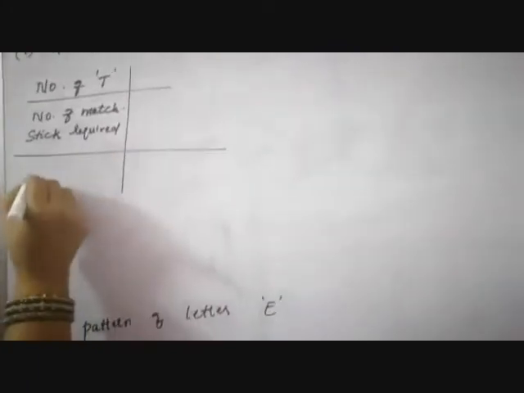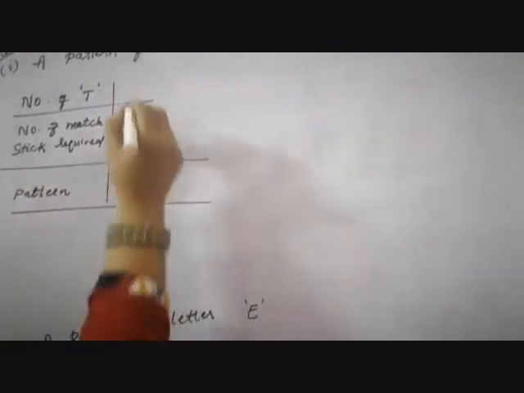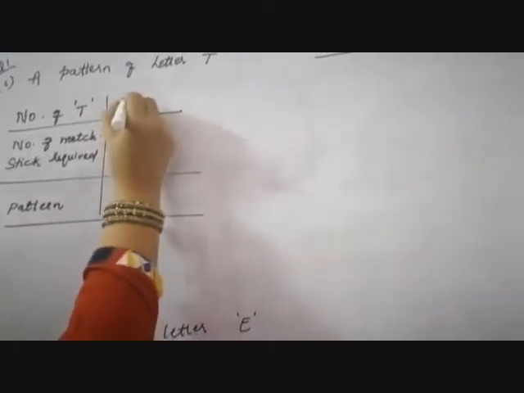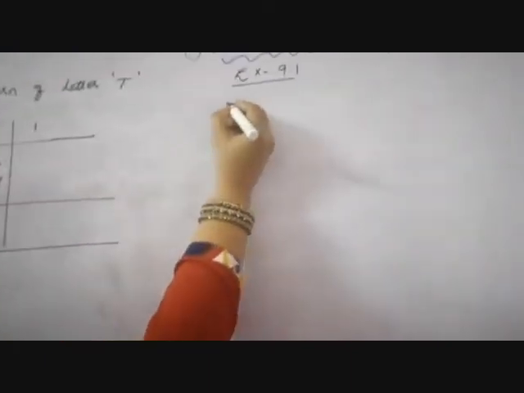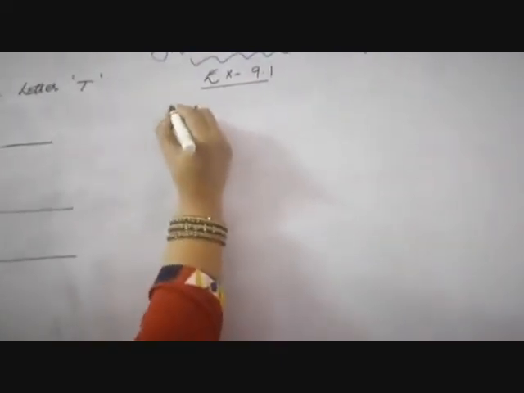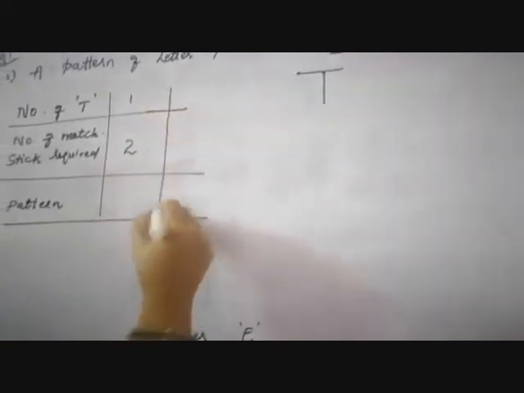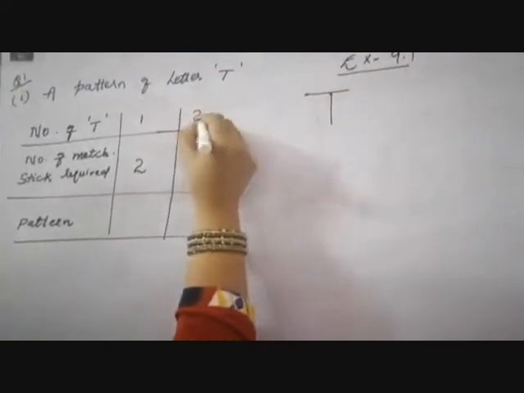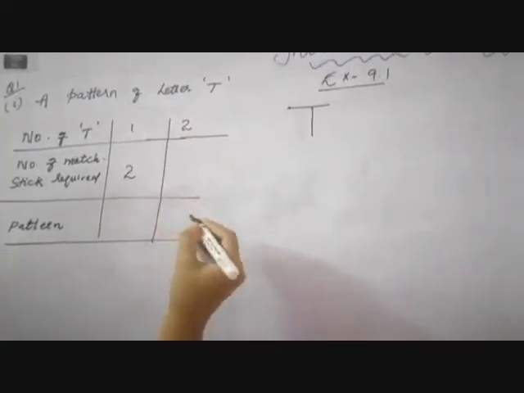And the final pattern. What is the pattern that will form? For 1 T, children, for making 1 T, see, this is one mastic, and for T, making one more mastic will be needed. So how many mastics do we require for making the pattern T? 2 mastics. So for 1 T, 2 mastics we require. For the same type of 2 T's, how many mastics do we require?